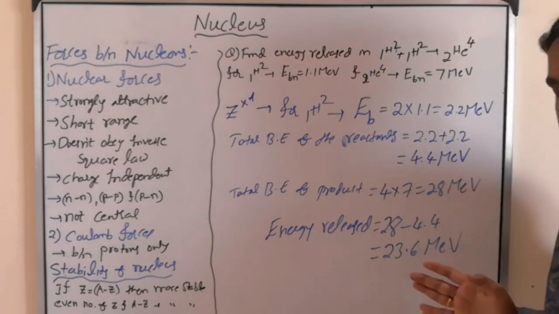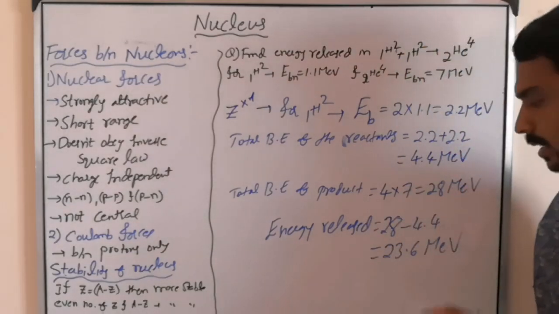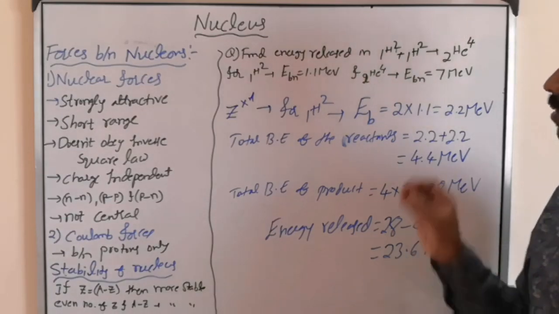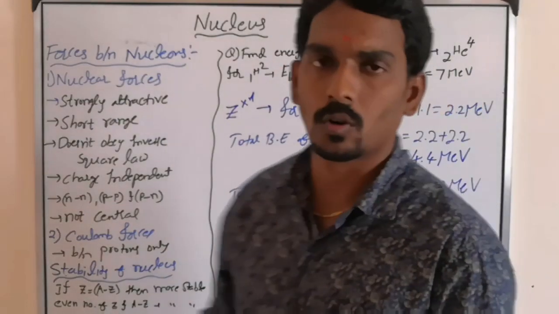So this way you have to find the total binding energy of the reactants and the product separately. Then you have to subtract. Then you will get the answer. So this is one of the important models.